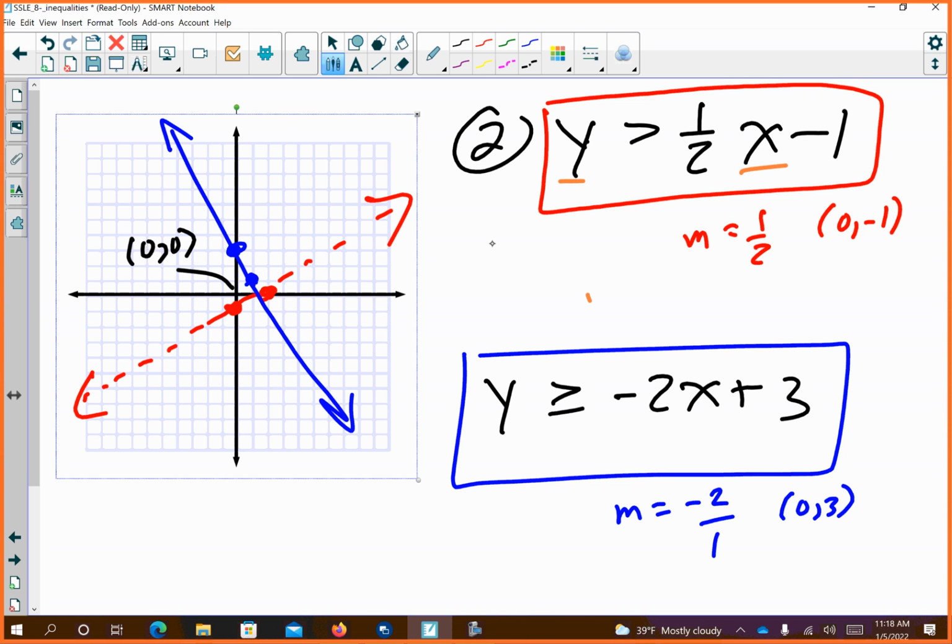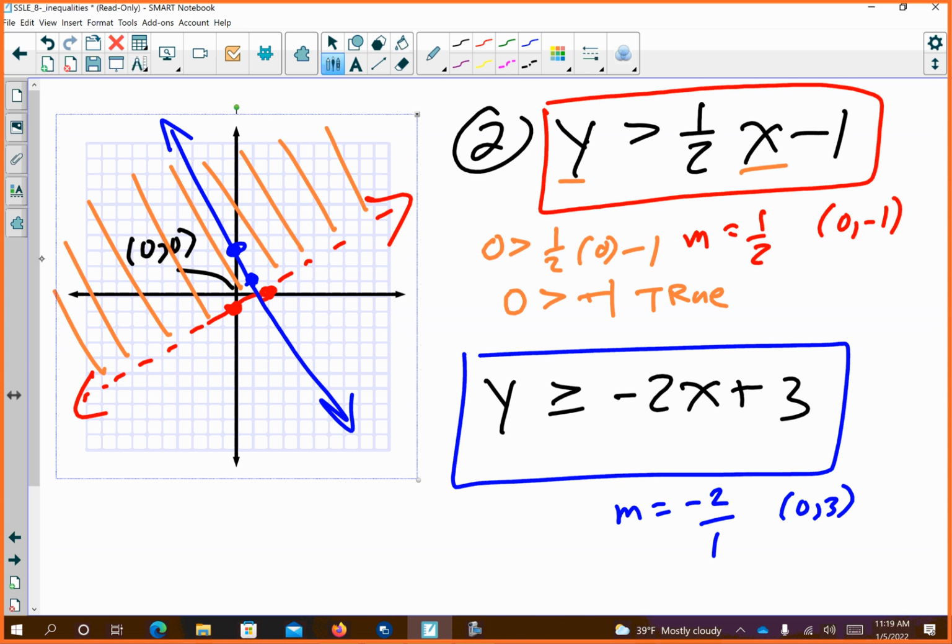Okay, I'm going to plug 0, 0 in here. So 0 is greater than 1/2 times 0 minus 1. What's 1/2 times 0? What's 0 minus 1? Negative 1. Hey, is 0 bigger than negative 1? So that's true. So this was for which color line, the red or the blue? The red. So it's true, correct? So I'm going to shade on the red the side of the line that 0, 0 resides in. Is that okay? In one of those regions, the blue is going to exist as well.